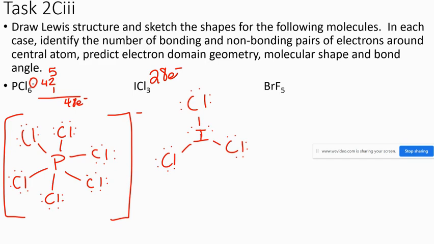All right, so how many atoms do I have bonded to my central atom? 3. How many lone pairs do I have on that central atom? 2. 2 right here. 1, 2. Okay. And so this is what? T-shaped, and the angle is approximately 90.